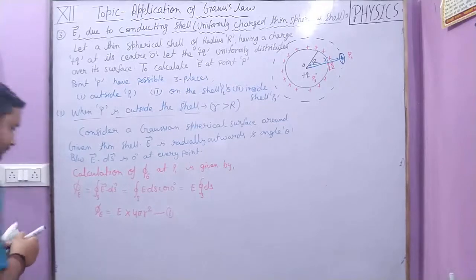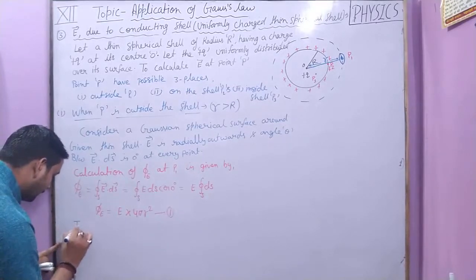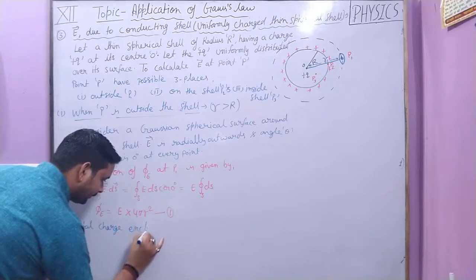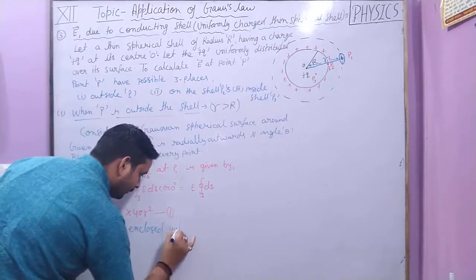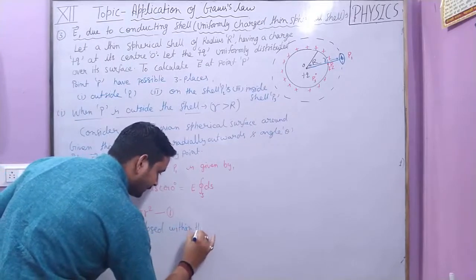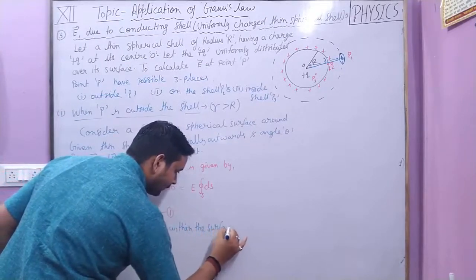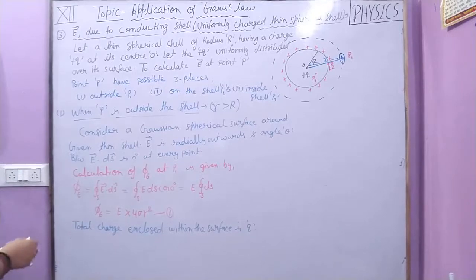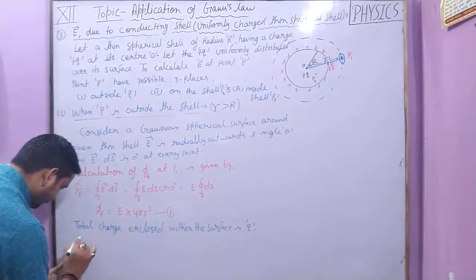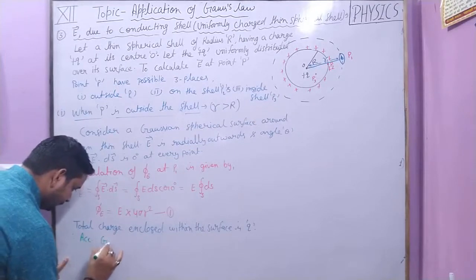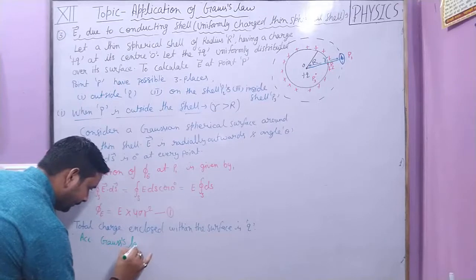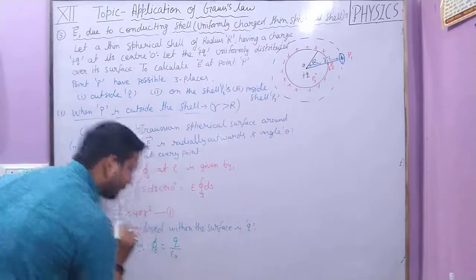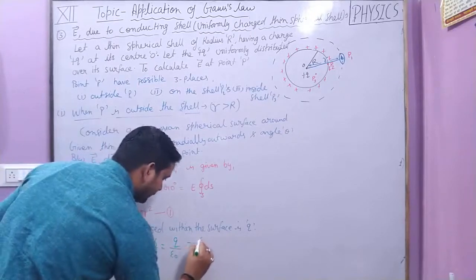Now the next point: the total charge enclosed within the surface is Q. Therefore, step 4 is according to Gauss's law, flux phi E is equal to Q upon epsilon naught. This is our equation second.